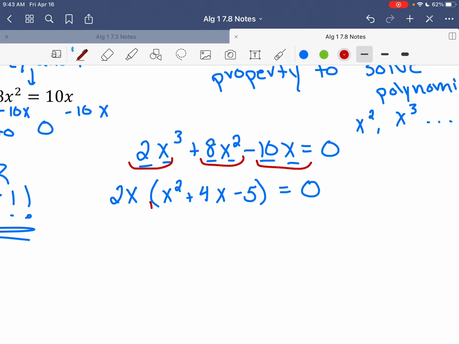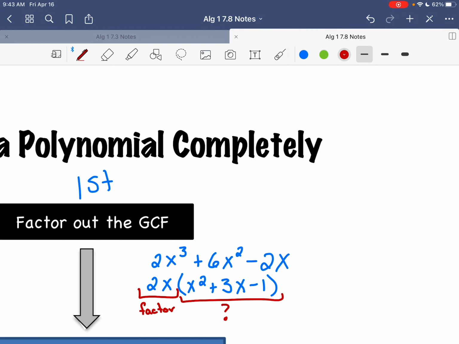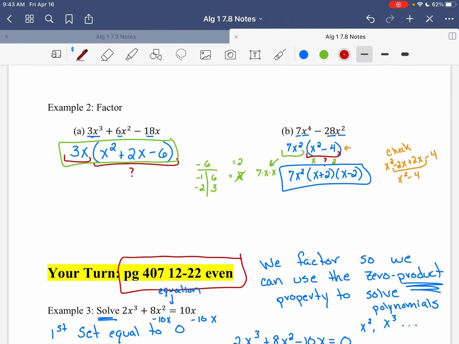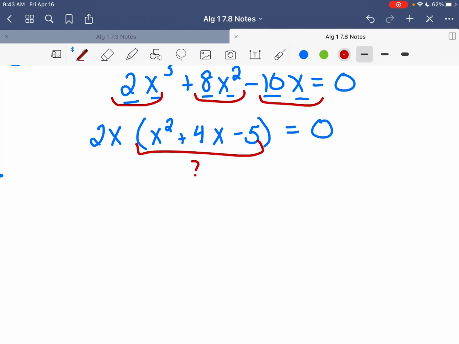Now we need to look to see, well, does this factor any farther? So how many terms does it have? It had 3 terms. There's my 3 terms, 1, 2, 3. Leading coefficient 1. I'm going to guess and check that guy. x and x. What multiplies to give me negative 5 and adds to give me that 4? So we've got negative 1 and 5. Well, there it is. It's 4. We found it. Negative 1 plus 5.